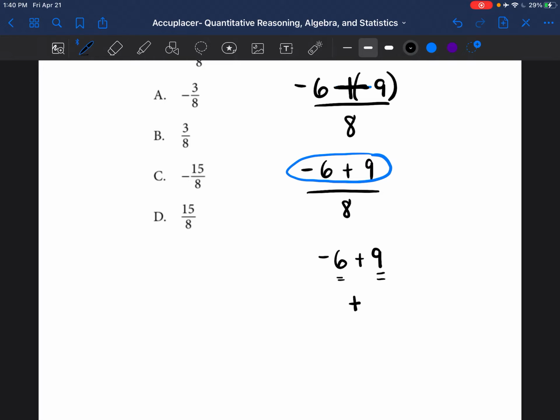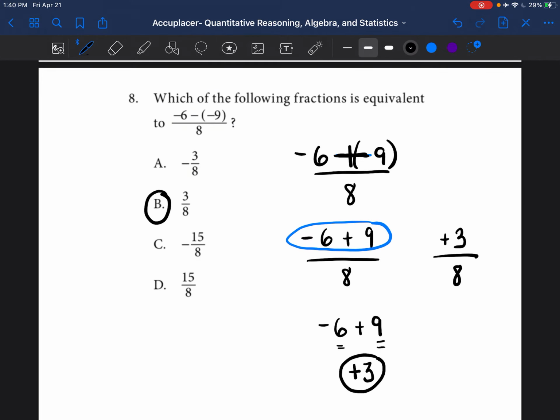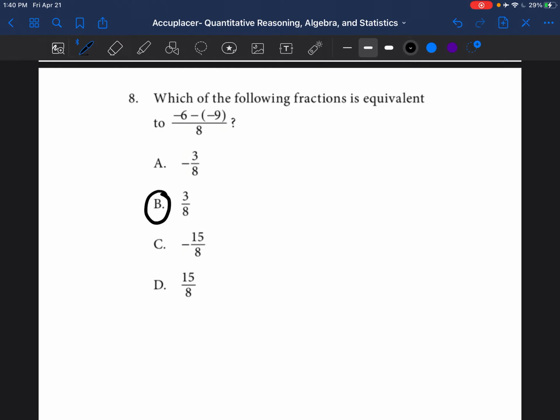And now I'm going to say, okay, well, how much larger is 9 than 6? So 9 minus 6 is 3. So my answer is going to be positive 3. So -6 plus 9 is positive 3. And then we're going to keep it over 8. And our answer is going to be B. For the students who said, okay, that was super simple, then go ahead and go to my next problem, problem number 9. For students who just want to see one more example of me adding positive and negative numbers, here's one for you.